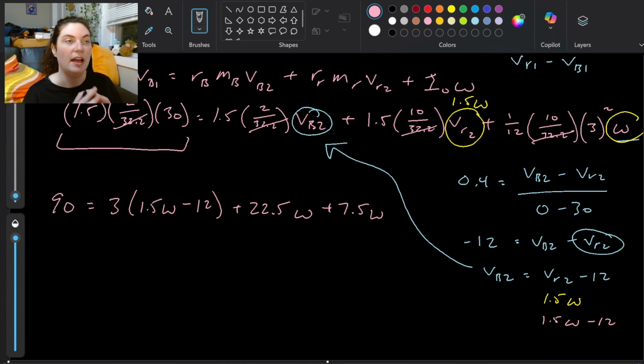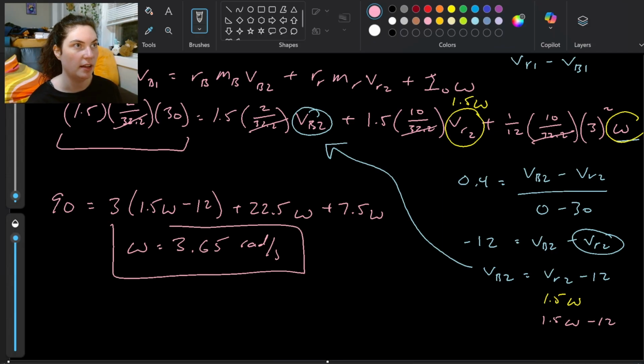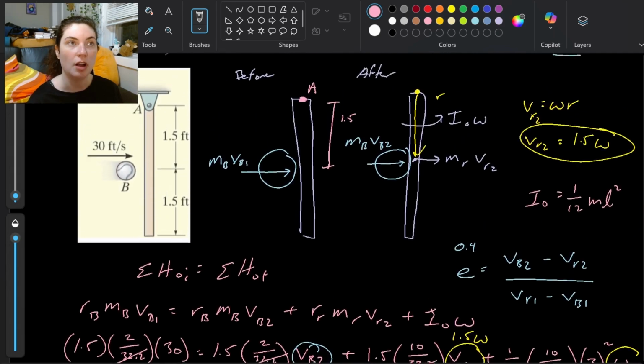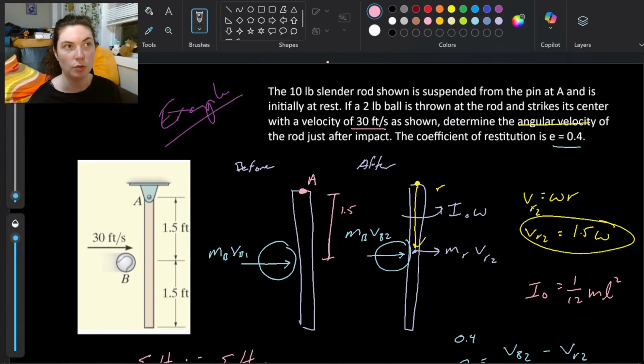So now I have everything in terms of my omegas. It's just a matter of doing that algebra here so that we can solve for what our angular velocity is. And so when I simplify this out and I get my angular velocity, I'm going to get 3.65 radians per second. And I can go back and solve for what these individual velocities of the ball and of the rod are.